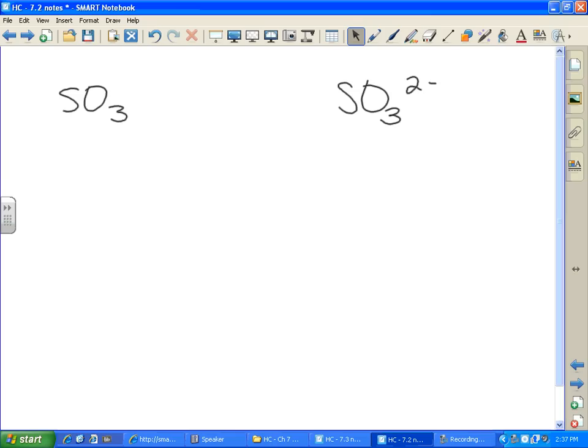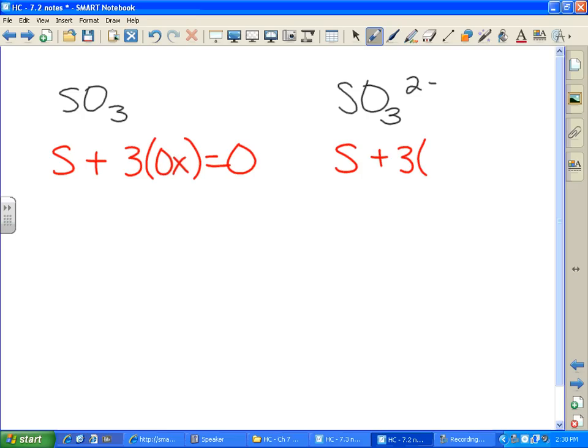So what we're saying here is the oxidation number of sulfur plus the oxidation number of 3 oxygens has to equal 0. Over here, the oxidation number of sulfur plus the oxidation number of 3 oxygens has to equal -2.